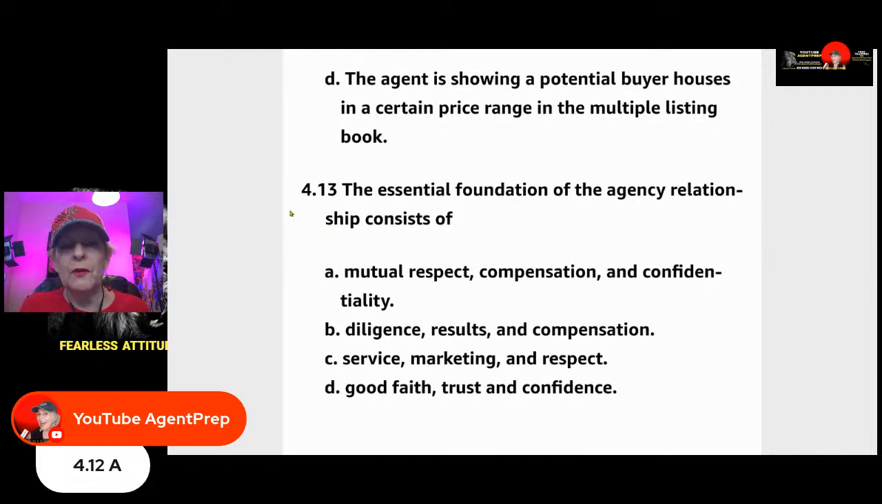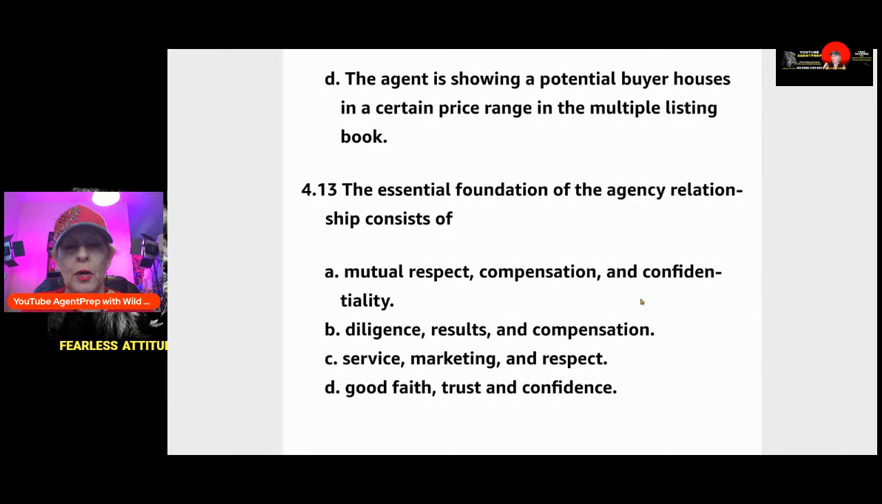The essential foundation of the agency relationship consists of what? A, mutual respect, compensation, and confidentiality. B, diligence, results, and compensation. C, service, marketing, and respect. D, good faith, trust, and confidence. Essential foundation of agency relationship.